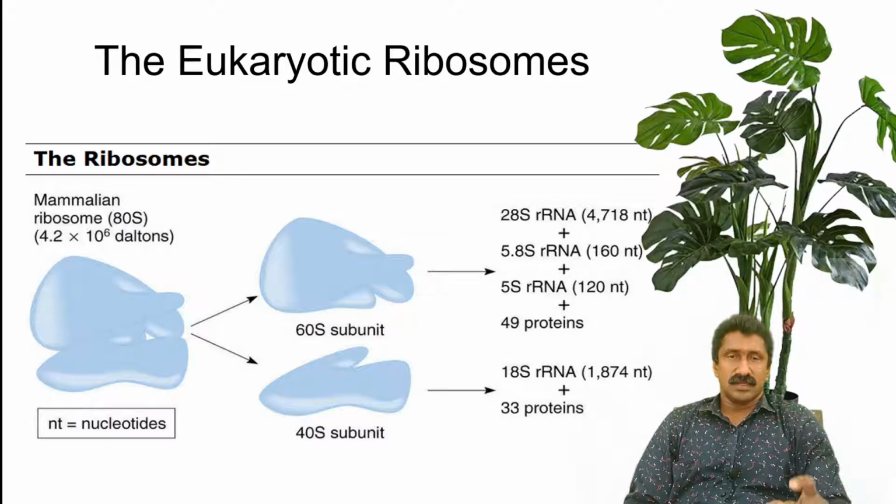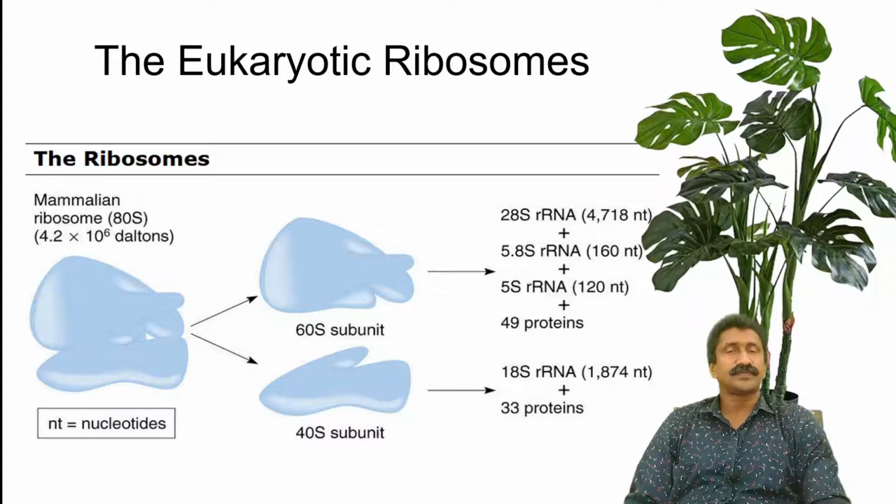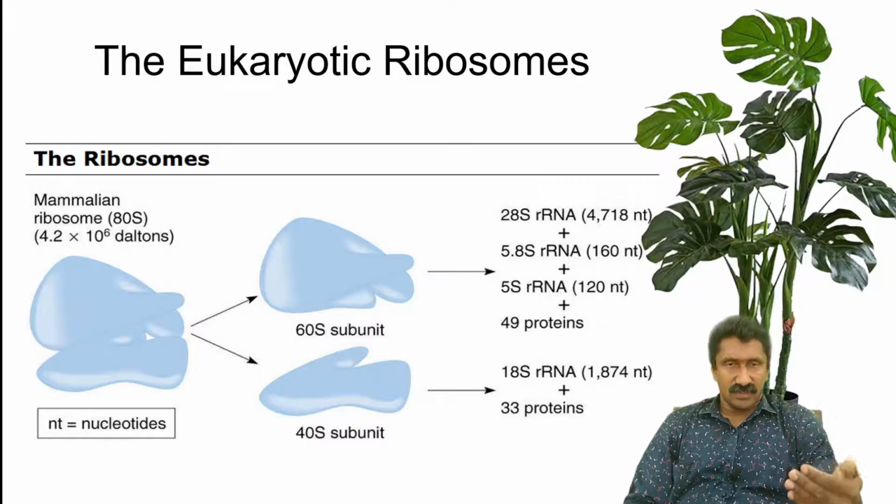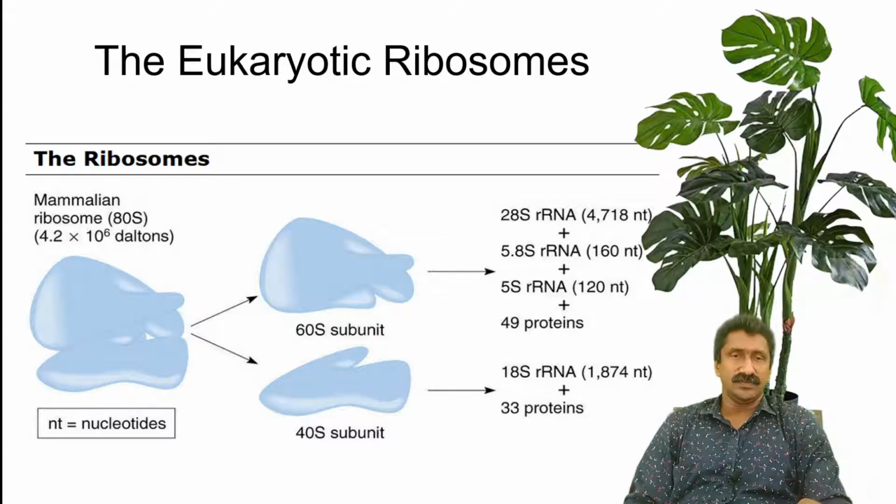and the total number of rRNAs and the number of nucleotides were represented there. Again, for the 28S, it's about 4,718 nucleotides specifically. And for the 5.8S rRNA, it is 160 nucleotides. Then 5S rRNA is composed of 120 nucleotides, and about 49 proteins were included in the 60S subunit.